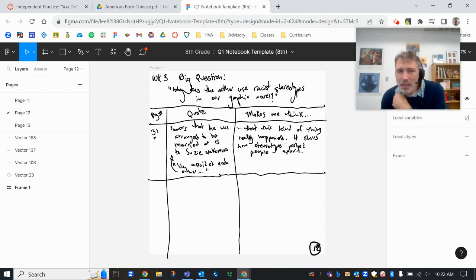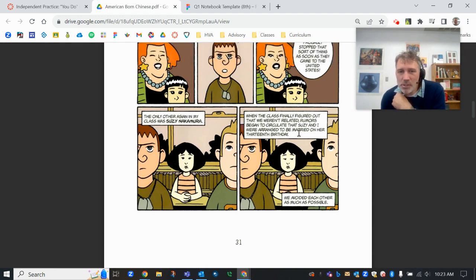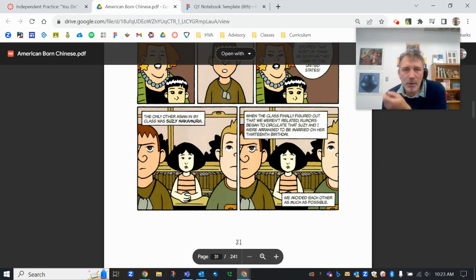What I said, this makes me think that this is the kind of thing that actually happened. It shows how stereotypes push people apart. Like, I think that something like this probably happened to this author, right? This seems like a pretty specific memory, and it shows how stereotypes push people apart because even though these two people could have been friends, because of this rumor and this stereotype that was going around, it turns out that we ended up avoiding each other as much as possible. So I thought that was an important detail.